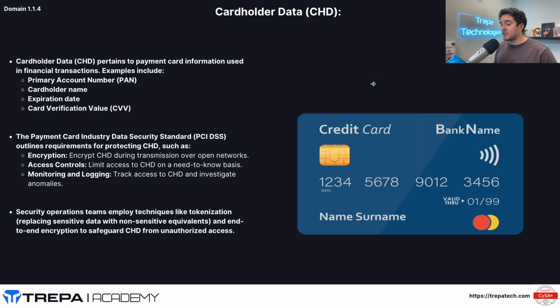So PCI, that's the first thing that comes to mind, the Payment Card Industry Data Security Standard. We're going to have cardholder data that we don't want being exfiltrated. So examples of this is a PAN. If you see that acronym, that means primary account number. We don't want the cardholder name, the CVV, being exposed and exfiltrated.